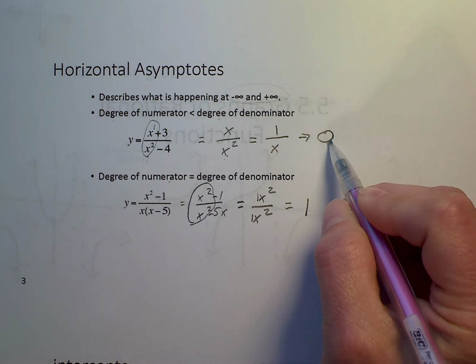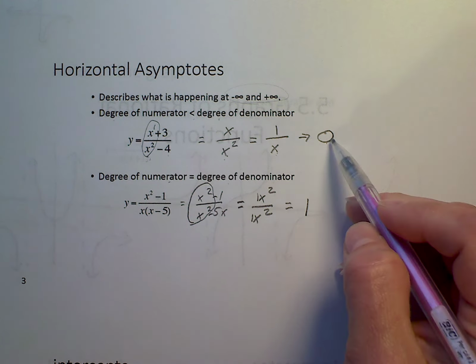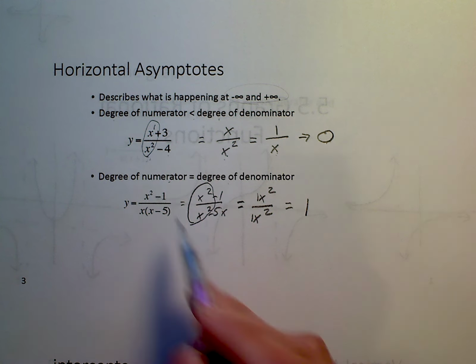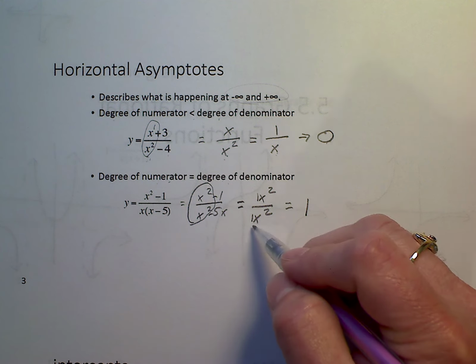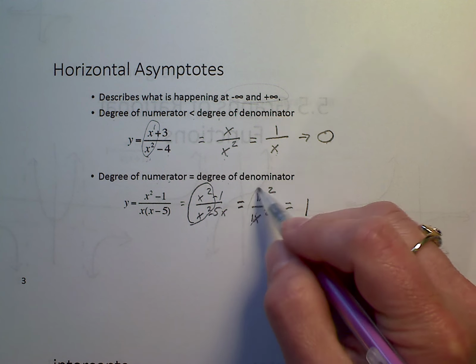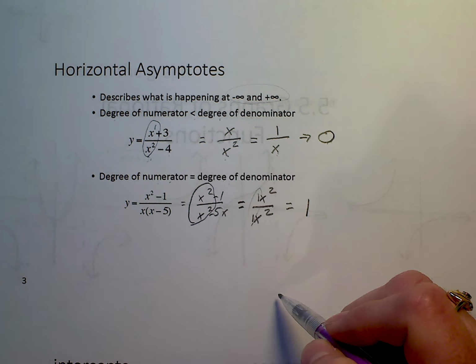This one is 0, and that happens every time that the numerator is smaller than the denominator. It goes to 0. Every time the degrees are the same, it goes to the ratio of the coefficients. In this case, 1 over 1, because these are always going to cancel.